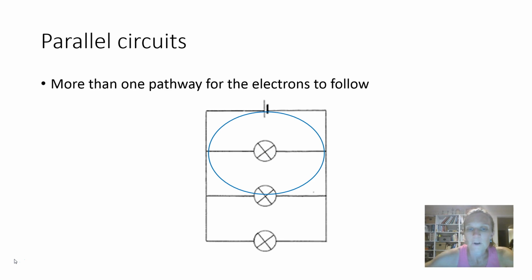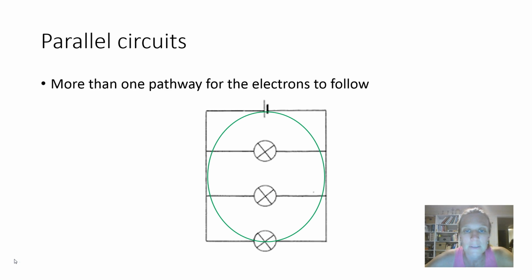Or the electrons could follow this blue pathway, leaving the battery, ignoring the first globe, and passing through the middle globe before returning to the battery. Finally, there's a third pathway, this green pathway. Again, the electrons leave the battery. They ignore the first and second light globes, and instead they pass through the third, bottommost light globe before returning to the battery. So those are the 3 possible pathways that the electrons can follow in this circuit, and that's what makes the circuit parallel.